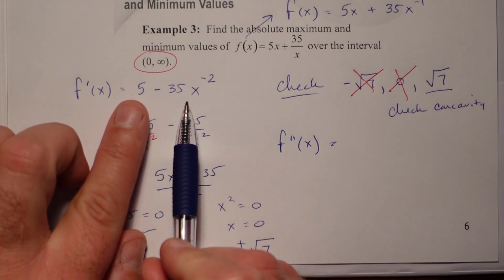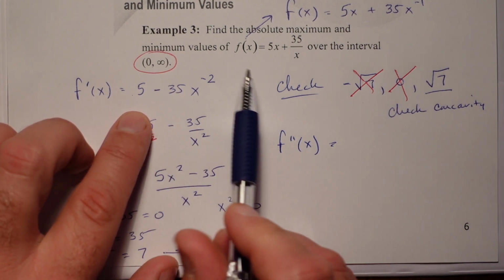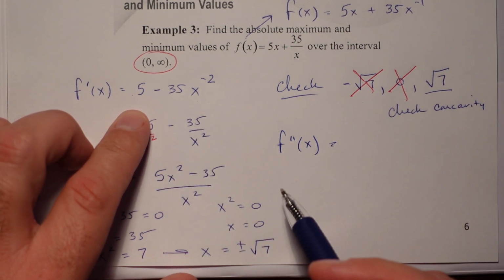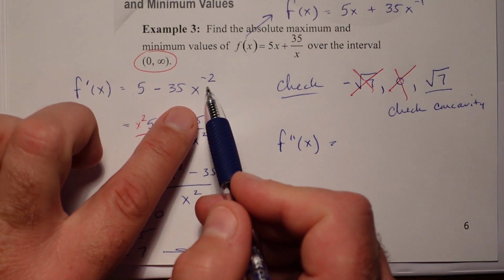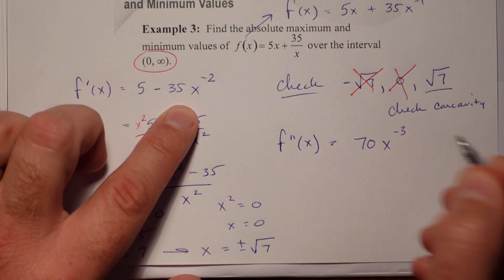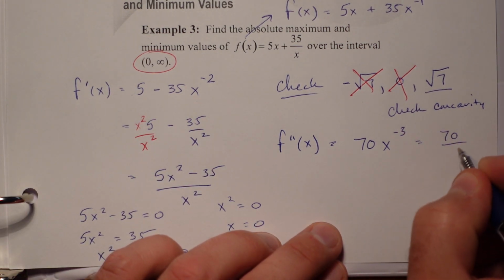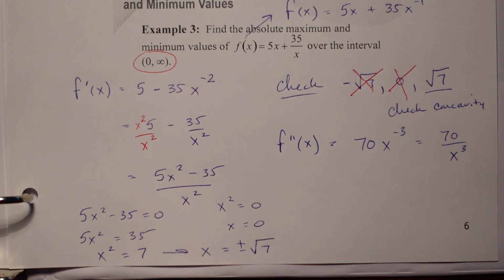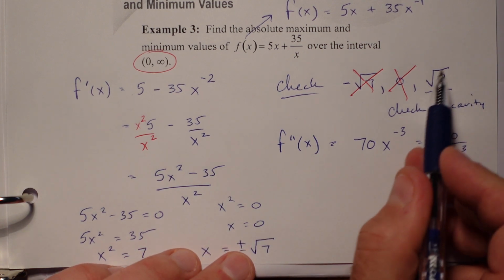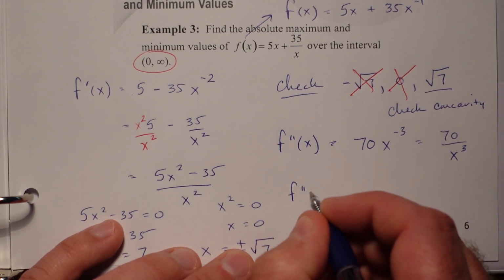So here's the first derivative written in a derivative-friendly manner. Now take the derivative again. So the derivative of 5 is 0. For the second term, the negative 2 comes down, so that's a positive 70x to the negative third power, or 70 over x cubed.